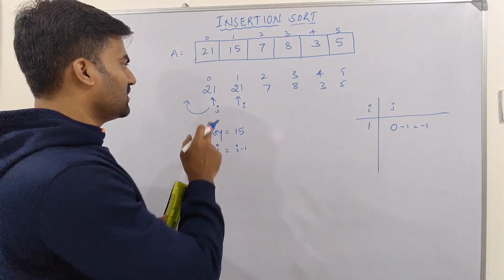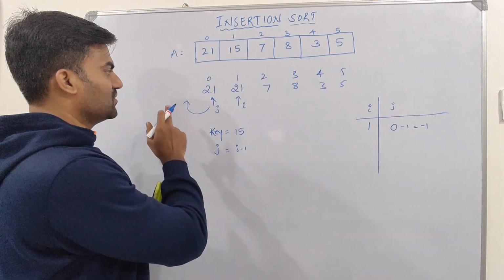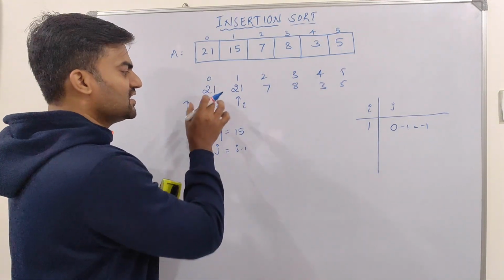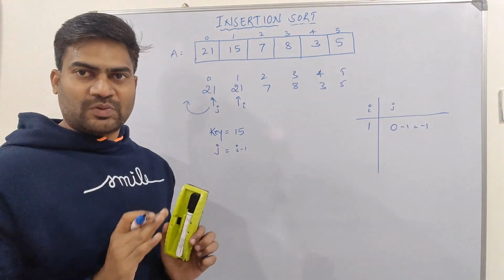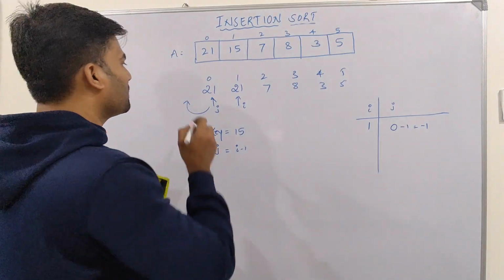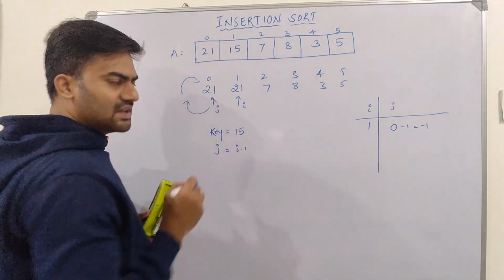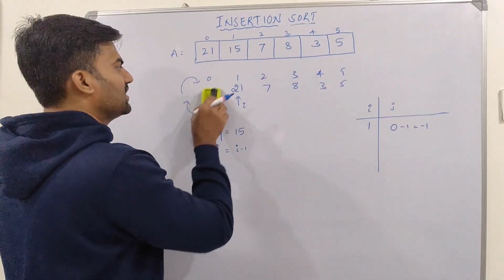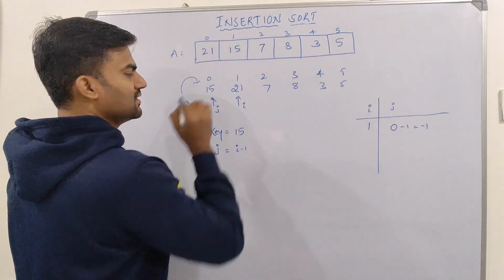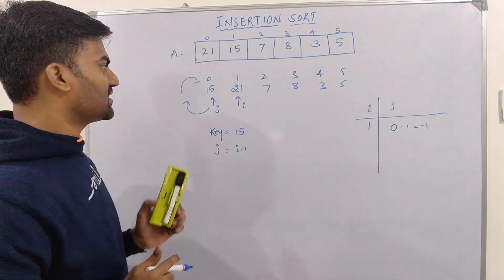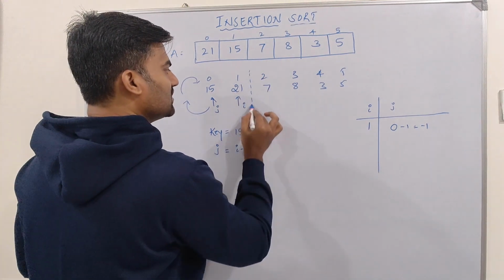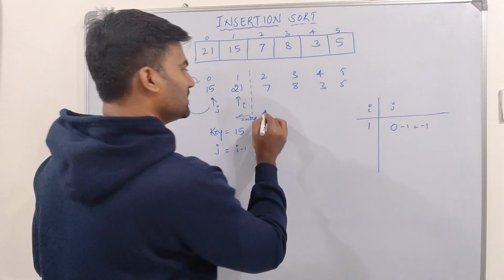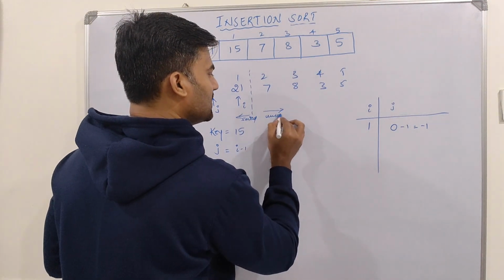There are two conditions we need to consider. Either j should exhaust my array, or we should get an element which is less than my key. So at that place we have to stop, and then what we need to do, we need to increment j by 1, and then we need to place our key at this particular place. This is the end of the first iteration. So if you observe, this much is sorted, this is still unsorted, this is still unsorted.